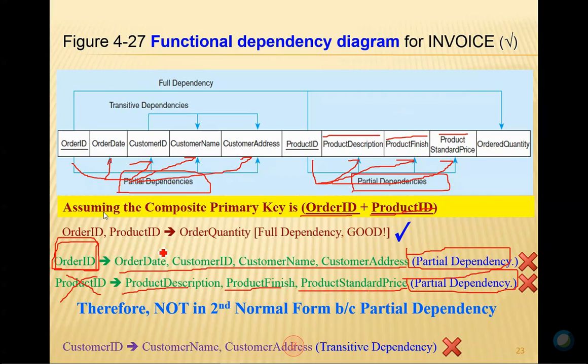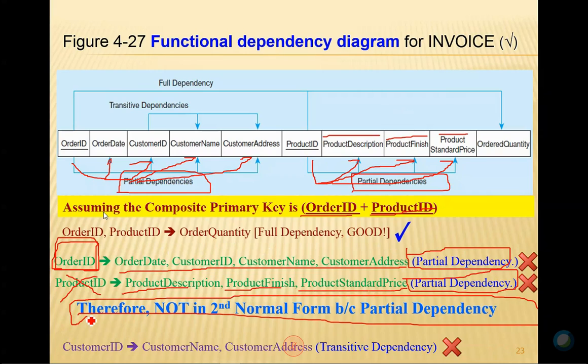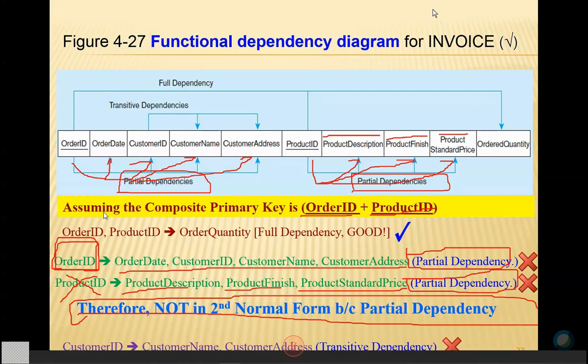Whenever we have a partial dependency, we are not in the second normal form. What's the solution to address partial dependency? Can someone answer me? What's the solution to solve this partial dependency so the table can become the second normal form? Anybody have a solution?